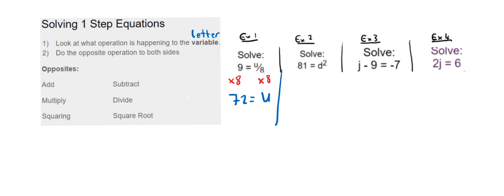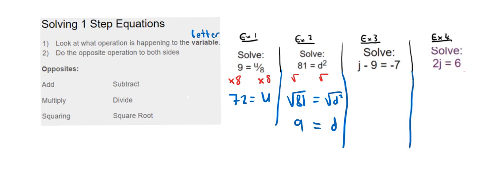Let's look at the second example. d here is my variable, and in this question, d is being squared because I see there's a little 2 above it. The opposite of squaring is square root, so I'm going to square root both sides. On the left-hand side, I do the square root of 81, and that has to equal the square root of d squared on this side. The square root and the square cancel one another out, so you're left with d on the right-hand side. On the left-hand side, the square root of 81 is 9. So d has to equal 9.